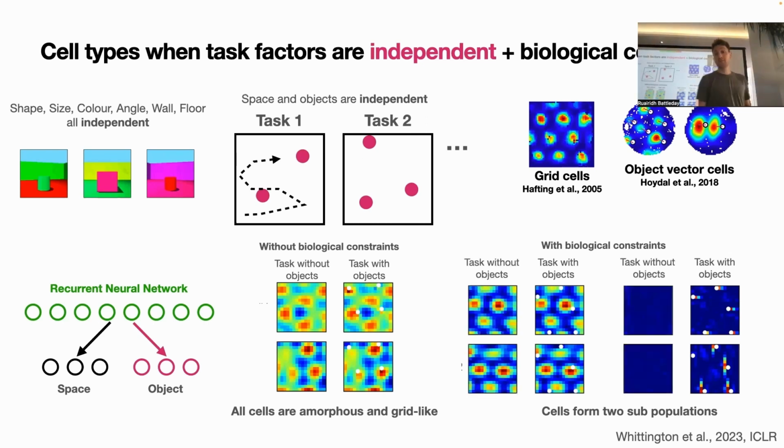In tasks without objects, grid cells are identical, no change, because they only care about space. They couldn't care less whether there are objects or not. But the things which cared about objects before turn off. There are no objects there, nothing to care about. That relates to the grid cells and object vector cells from before. So we've seen that when you have underlying task factors that are independent and these biological constraints, there is modularity in our representation, a disentangled representation.